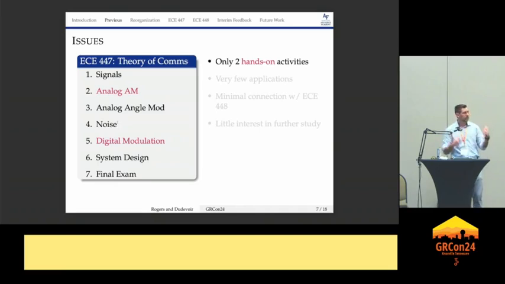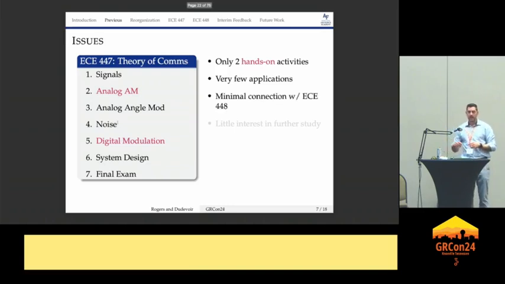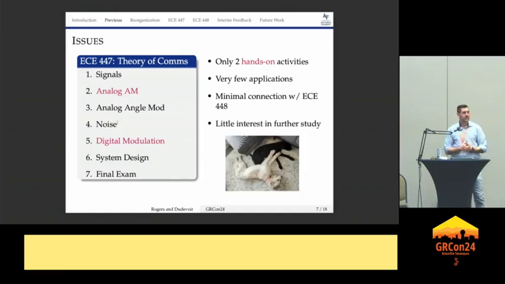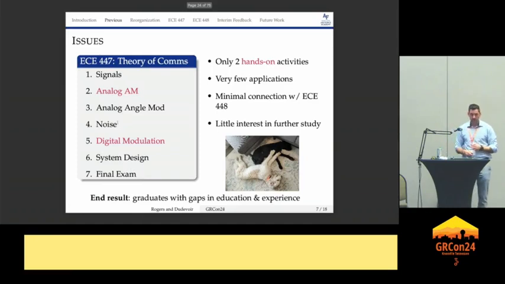So again, with 447, just really 2 or 3 hands-on activities. And that gives very few lessons where we're able to give them concrete applications of communication systems. And minimal connection with the next course, right? So in fact, the first course wasn't even a prerequisite for the second course. And so if I'm going to make a course sequence, I should probably try to tie those together as well as I can. And then what that resulted in was just an over-reliance on theory and cadets that ended up having as much interest as getting off the couch as my dogs do. So, which is to say not very much. And the result is we have graduates that are kind of lacking. They have gaps in their experience and their education.